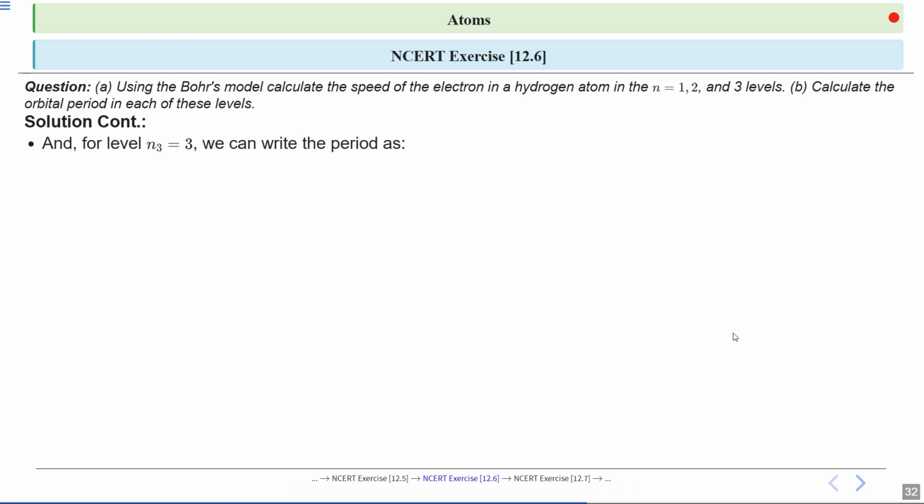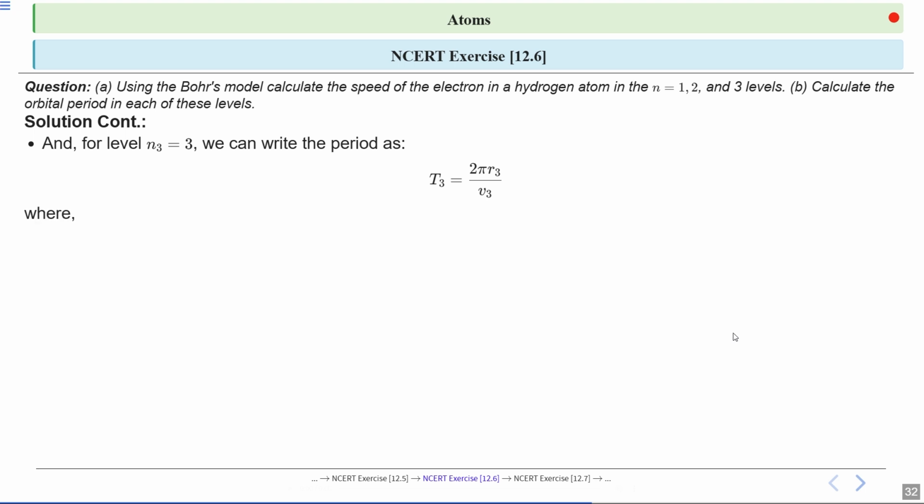Let's focus on the third energy level, where n equals n3, where n3 equals 3. We are going to write an expression for the orbital period of the electron in this level. Here is the formula for the orbital period in the third level. T3 equal to 2 pi r3 divided by v3. In this equation, T3 is the time period, r3 is the radius of the third orbit, and v3 is the speed of electron in that orbit.